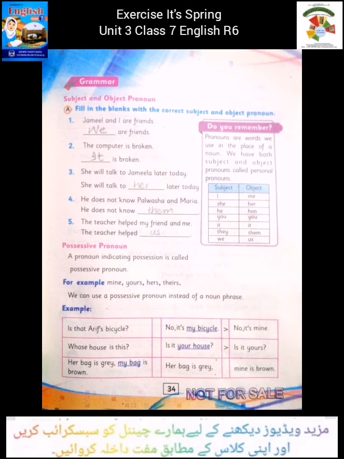For example, mine, yours, hers, theirs. We can use a possessive pronoun instead of a noun phrase. So basically, a possessive pronoun is used when we are talking about things that are our possession, that belong to us or that belong to others. So words like these, given below in the examples, are used as possessive pronouns in the sentence.